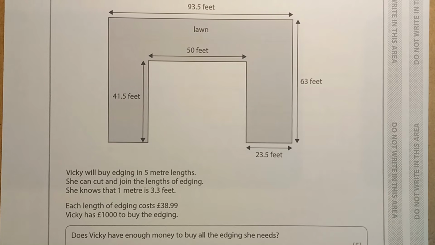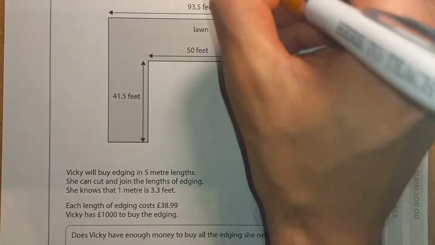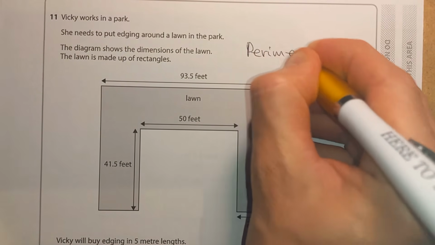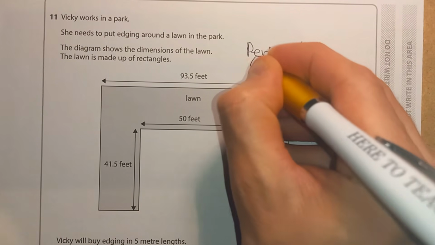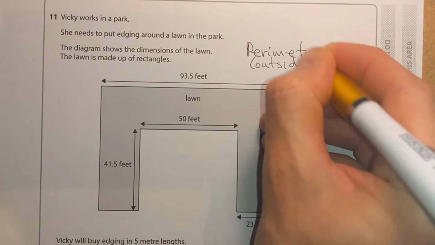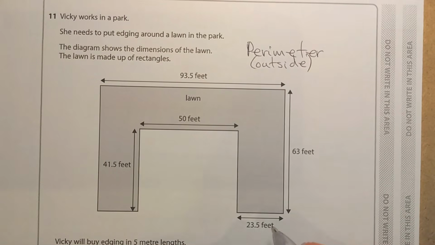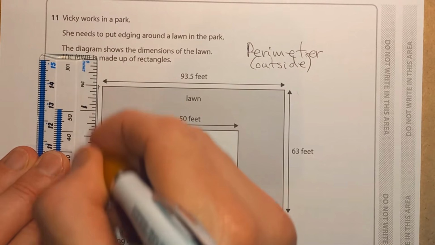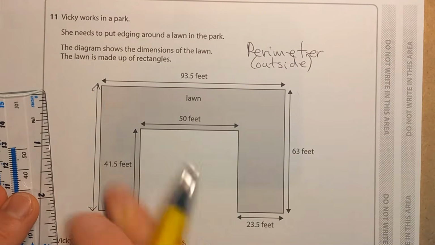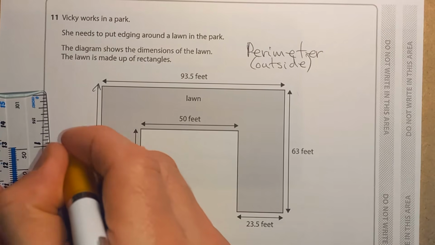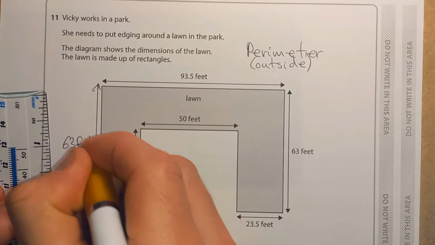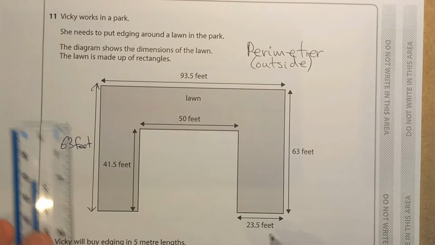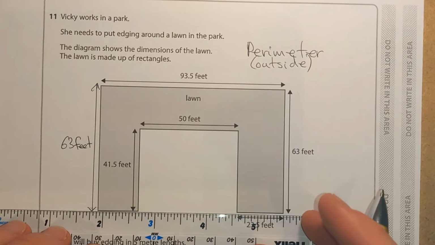Right, so edging. So we're talking about the outside or the perimeter. So we need all of the lengths. So I'm going to go with the easy one. If we know this is 63 feet over here, this is the same. So this is also 63 feet. Okay, so I want to make sure I've got all of these measurements before I start adding them up. Okay, and what have we got?